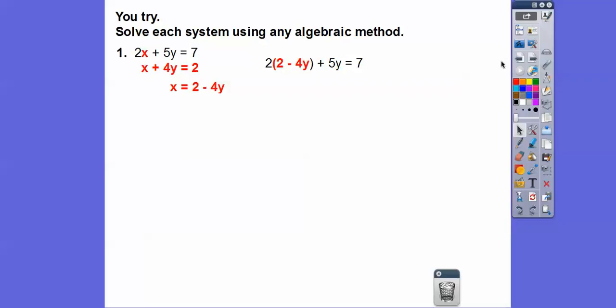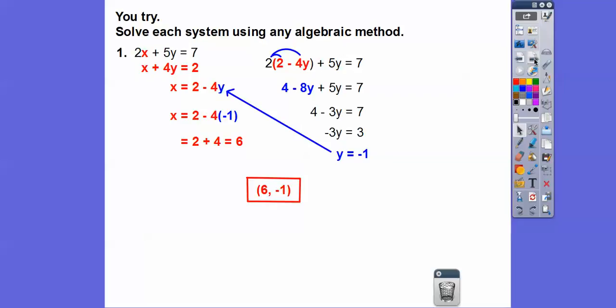But distribute that 2 through on the outside. I'll show you. I did that in the next part right there. So you get y equals negative 1. Don't forget, negative 4 times negative 1 is a positive 4. So we get x equals 6 right there. Ordered pair is 6, 1.